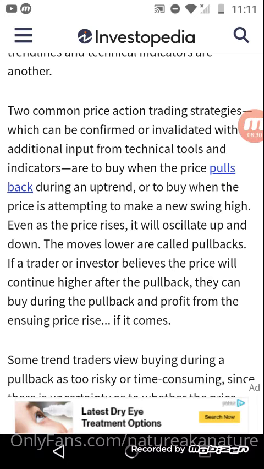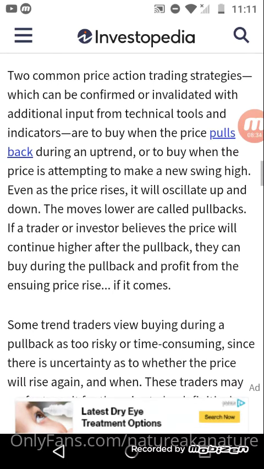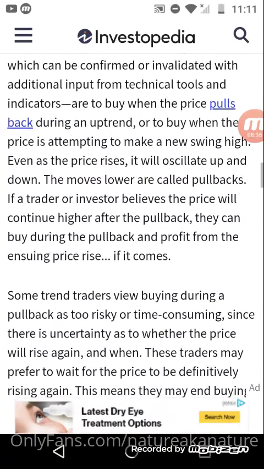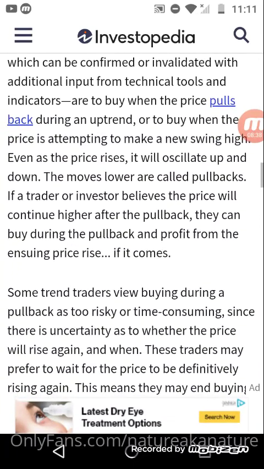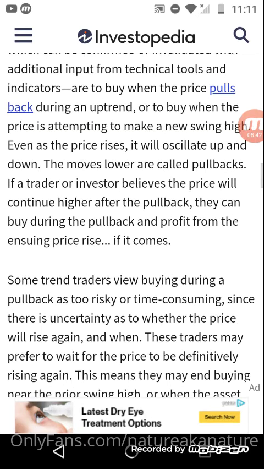So even as price rises, it will oscillate up and then down. It will go up and down, and then move lower. The move lowers are called pullbacks. So if it starts to move lower, it's called a pullback, even in a major uptrend. They're always going to pull back. Price will always pull back, and if you get in when it's a pullback, then you have a higher chance of receiving profit and gaining a lot of money.